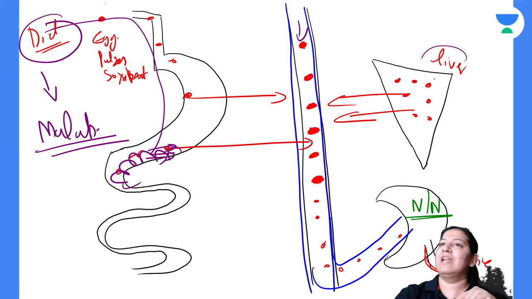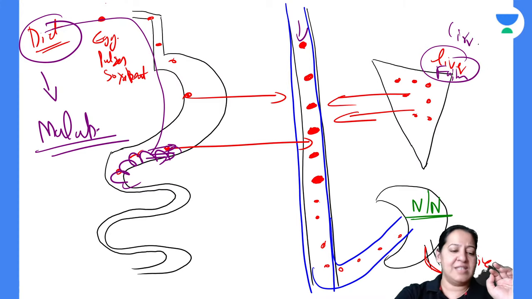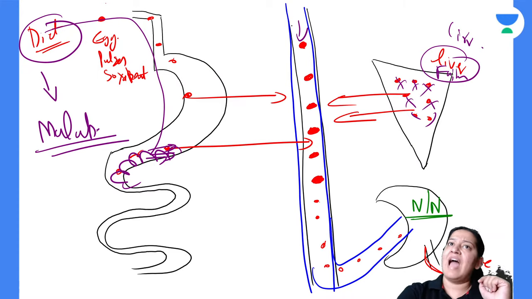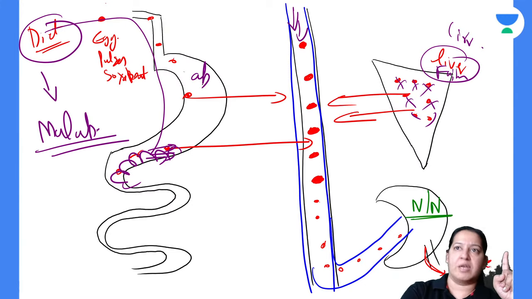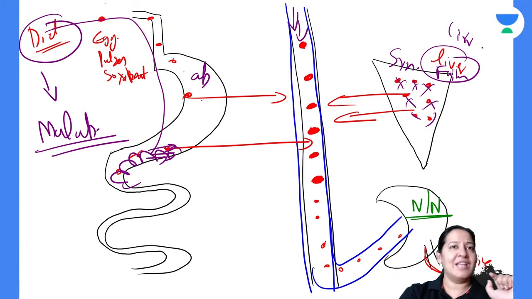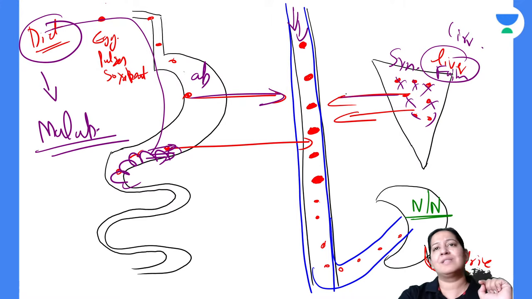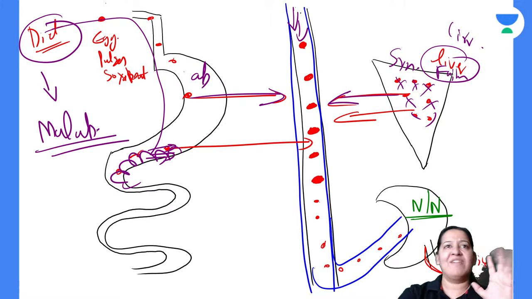The second problem is in the liver. Liver failure is there, or cirrhosis is there. Inside the liver, we have cirrhosis. So the liver is not synthesizing protein. So this person also will have less protein in the blood. Here the problem is with the absorption. Here the problem is with the synthesis. Either absorption is not normal or synthesis is not normal. So the person will have less protein in the blood.